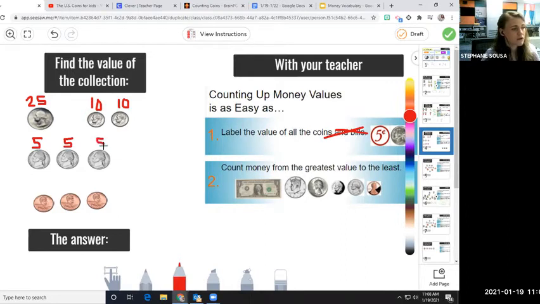5 for the first nickel, 5 for the second nickel, 5 for the third nickel. Pennies. Penny, penny, easily spent. Copper, brown, and worth 1 cent. 1, 1, 1. Okay. Step 1, label the value of all coins. Done. Step 2, count the money from greatest value to least value. Here we go. Quarter is first. I have 1 quarter. I have 25 cents.